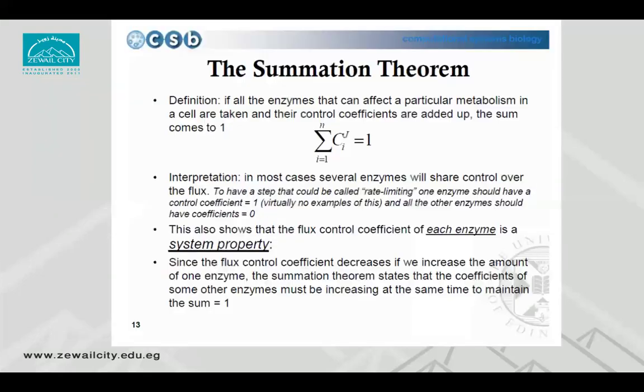And of course, all of them will be a function of the different conditions. And you don't have to calculate all of these separately because there's a theorem called the summation theorem that says the sum of the control coefficients add up to 1. And I won't go into the proof of that.